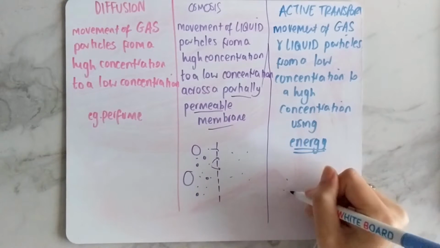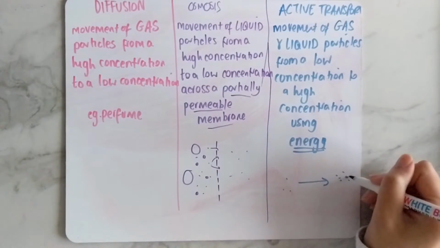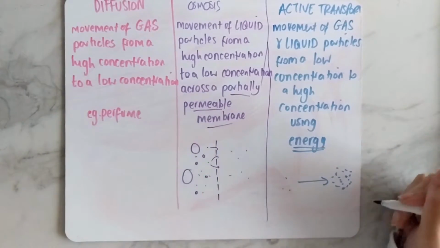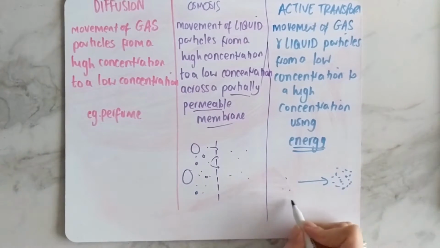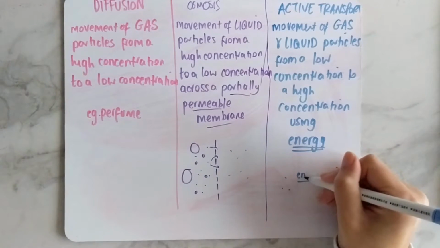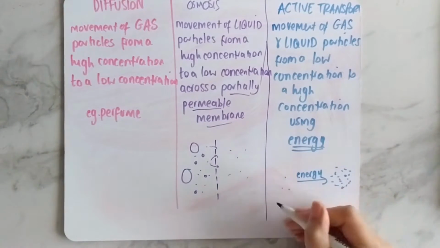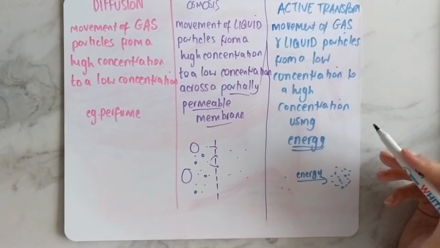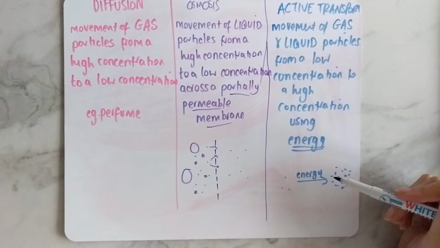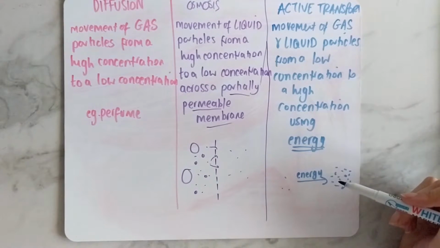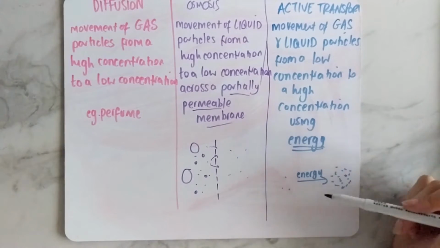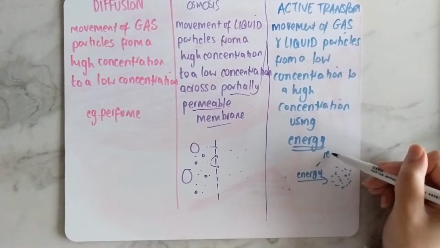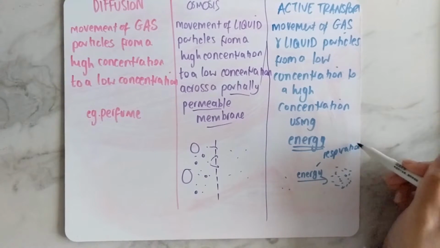So if we're now going from a low concentration to a high concentration, particles naturally don't do that. They naturally go that way, from high to low. So in order to push these across from low to high, energy is required. Otherwise, there's no way of it getting through to the other side. So that's why we use energy. And when we're talking about this process in the body, it's usually respirational, even with plants. If we're talking about this process with humans or plants, the energy comes from respiration, and that's how the particles move.